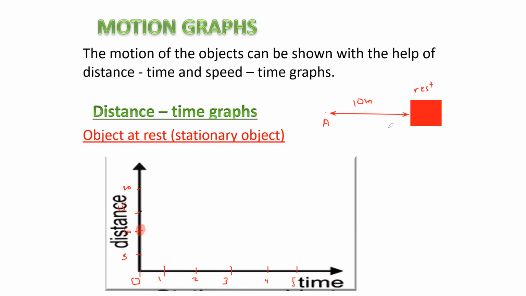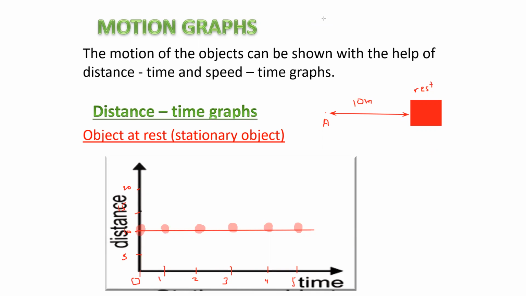After 1 second, what will be the position of the object? Because this object is not moving, this object is at rest, after 1 second this object will be at the 10 meter mark. Then after 2 seconds, this object will remain at the 10-meter mark. After 3 seconds, it will remain at the 10-meter mark. After 4 seconds, because this object is stationary, whenever an object is at rest, we mark the points, and it will always come out as a horizontal line.